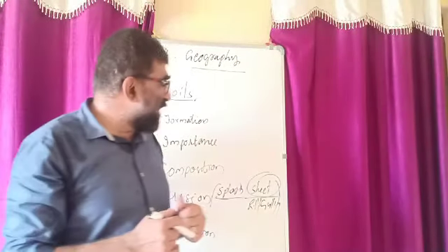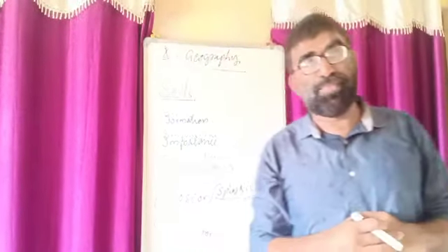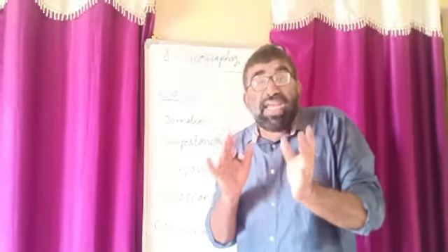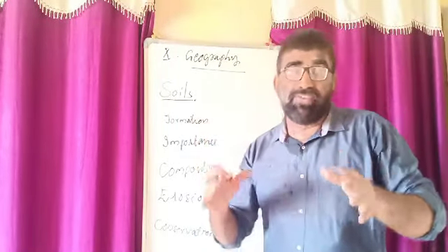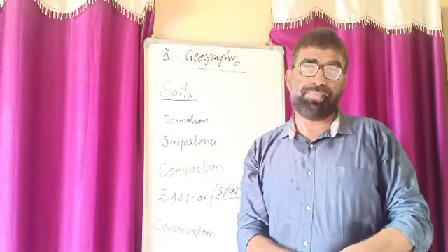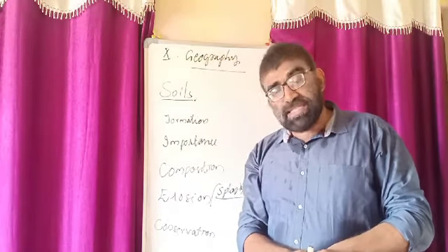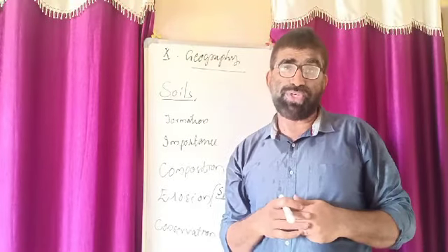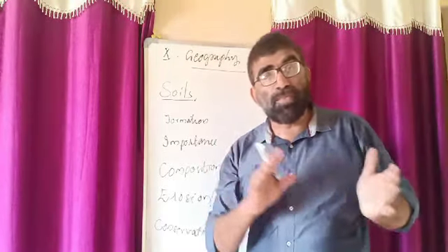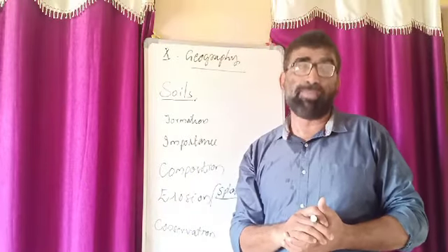Then another agent of erosion is wind. Wind is the main agent of erosion in areas where the soil is loose and arid, where vegetation is not found. In desert or semi-desert areas, wind is the main factor for erosion. Sand dunes are produced, and this also encroaches on cultivable land.